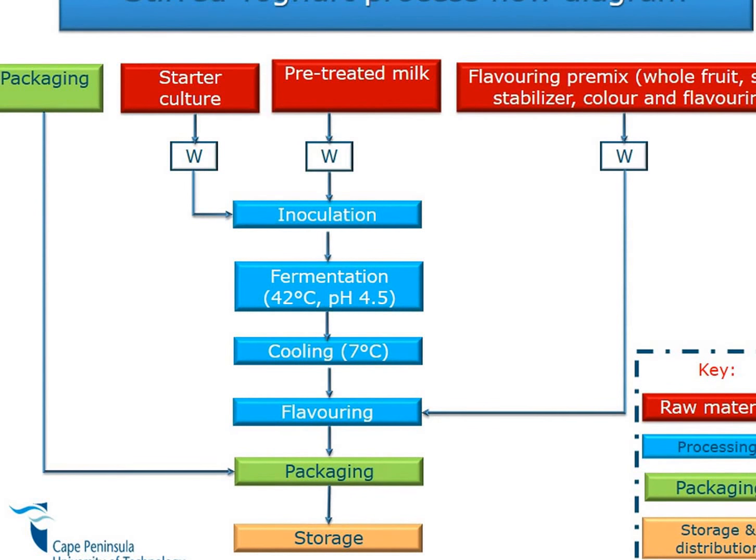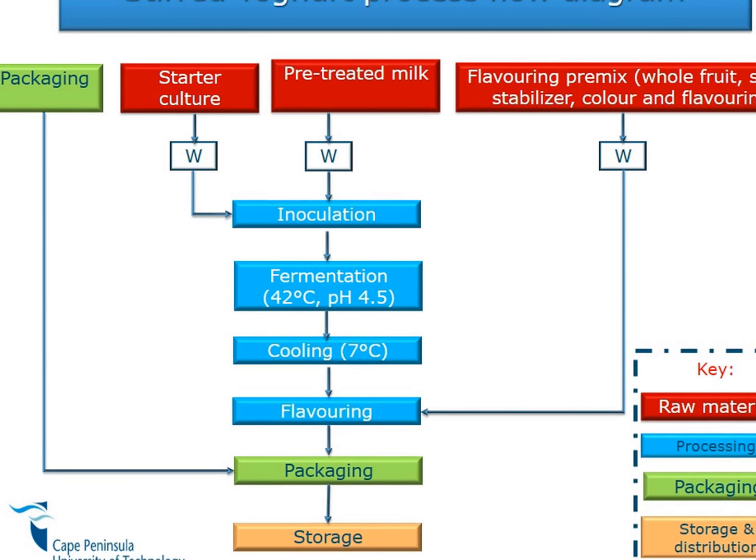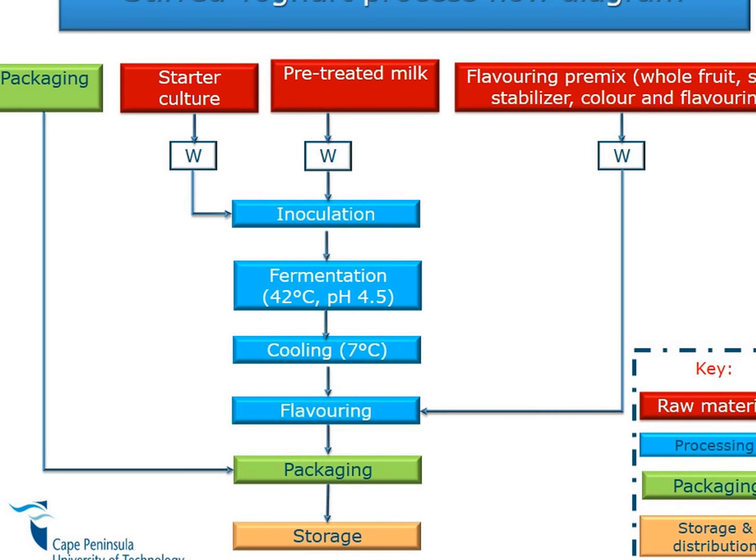So let us look at what we call a stirred yogurt. Again, you would have a known product formulation. In this case, we have starter cultures, pre-treated milk. Pre-treated milk is milk, for example, that has been homogenized and pasteurized. And then we would have a flavoring premix. In this case, this flavoring premix contains sugar, whole fruit, stabilizers, color, and some flavoring components like vanilla essence.